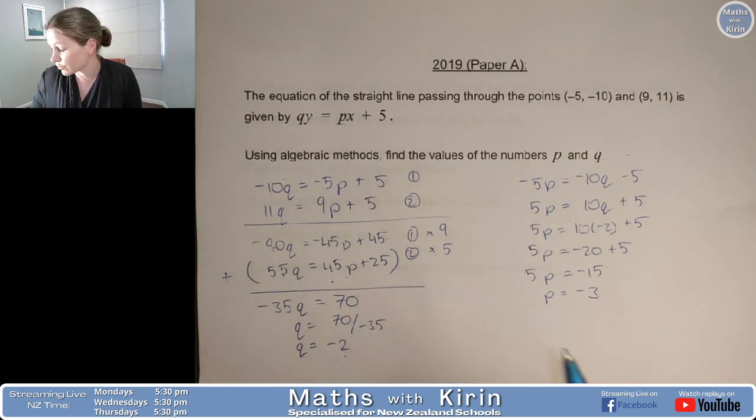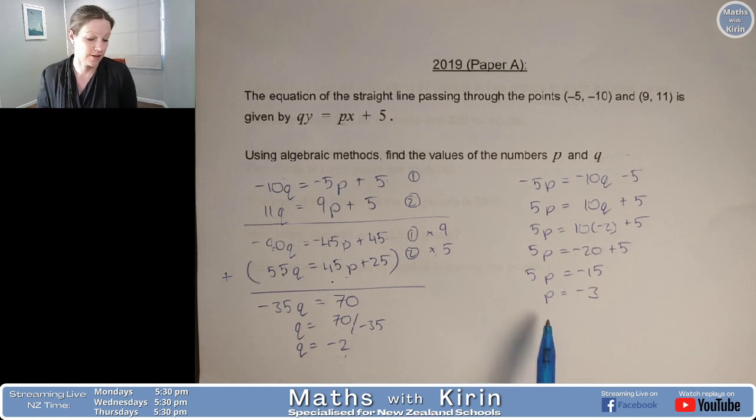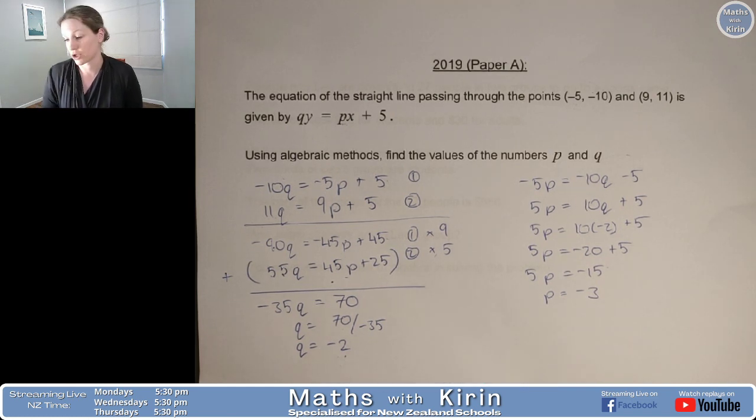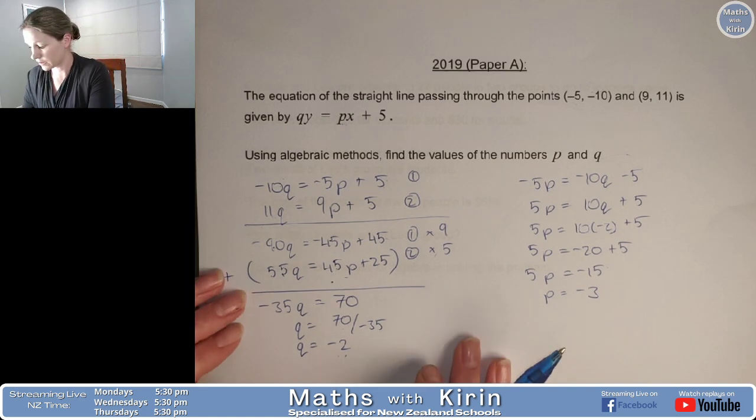For merit, you correctly find one of P or Q, but you don't find the other, and then for excellence, you need both P and Q for that question.